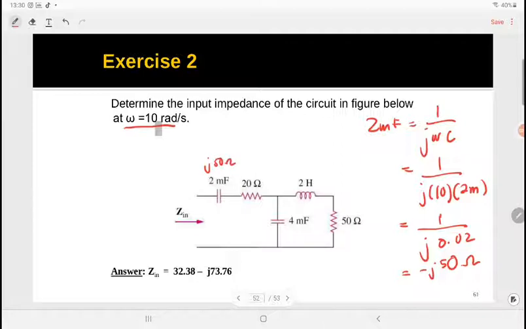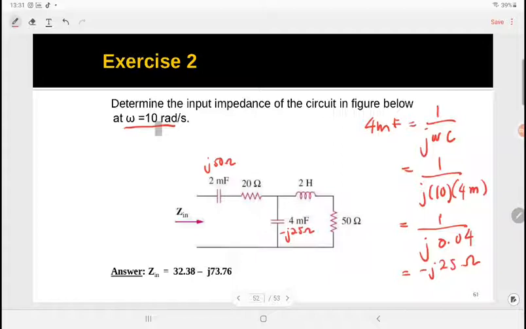Next you have the 4 millifarad capacitor. We do the same thing. The value of C becomes 4 milli. Therefore 10 times 4 milli is equal to 0.04, and 1 divided by 0.04 is equal to 25. So for 4 millifarad, the impedance is negative j25 ohm.